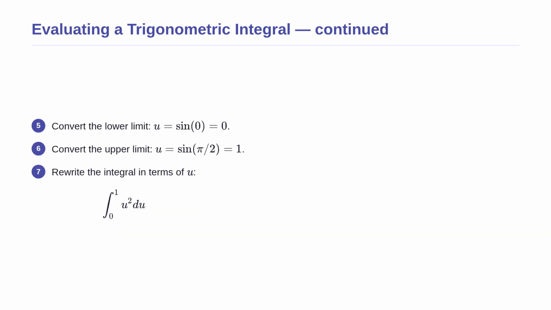Continuing with our trigonometric integral, we must update our boundaries. We convert the lower limit by taking the sine of 0 radians, which is 0. For the upper limit, the sine of pi over 2 radians is 1.